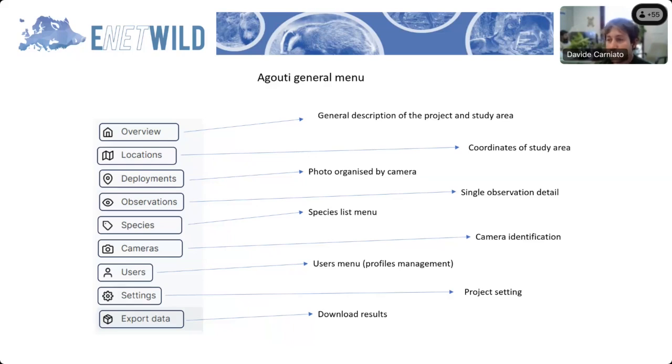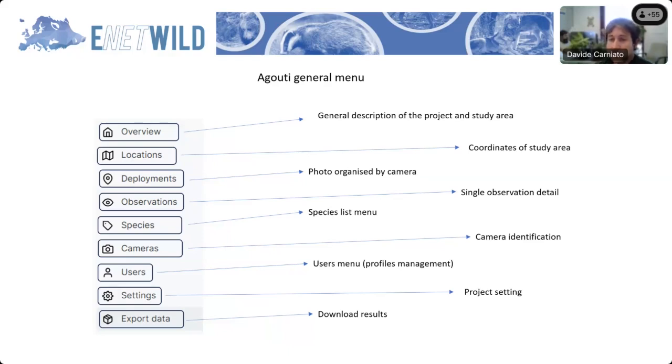Then we have location, where we can put the coordinates of the study area. This is important. It's not the coordinate of the camera, but only of the study area. So where is the study area located? Then we have the deployments, which I think is one of the most important parts of the menu, where we have all the photos organized by camera. So we have a lot of rows, as we will see later, and each row refers to one camera.